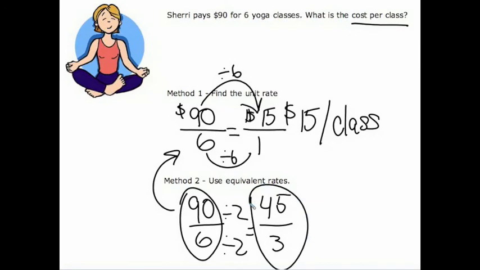Okay? But I haven't found the rate for 1. So I'm going to keep going. So I can say equals, and I can't divide 3 by 2, but I could certainly divide it by 3. And I can divide 45 by 3. That equals 15 over 1, so it's 15. Okay, so either way you do it, either finding the unit rate or using equivalent rates, you can go ahead and find how much something costs per class, per gallon, per pound, things like that.